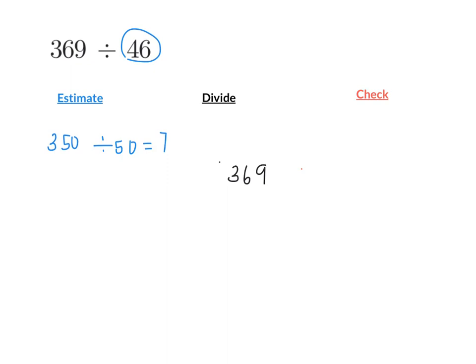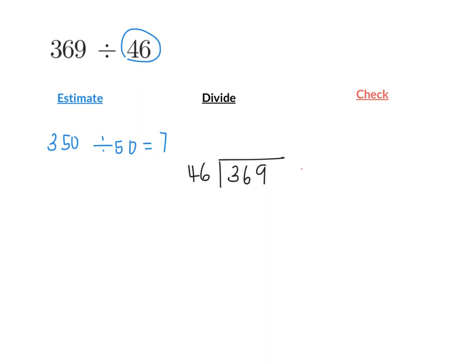369 is our whole, living in the house, and 46 is the divisor knocking on the door. Now, I have to think to myself, what's my largest digit that has value 3? Can I do 3 divided by 46? No, it's too small. So I have to regroup it. 36 tens. Can I do 36 tens divided by 46? 36 divided by 46? No, still too small. So I have to think of it all as 369 ones.